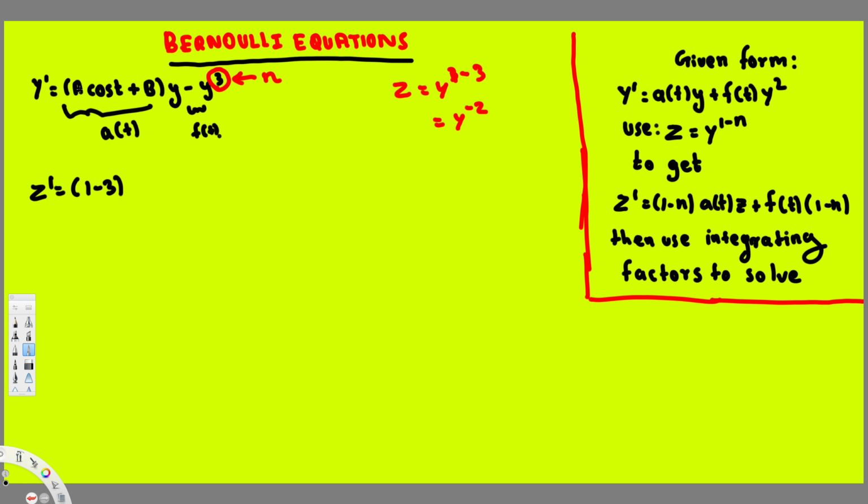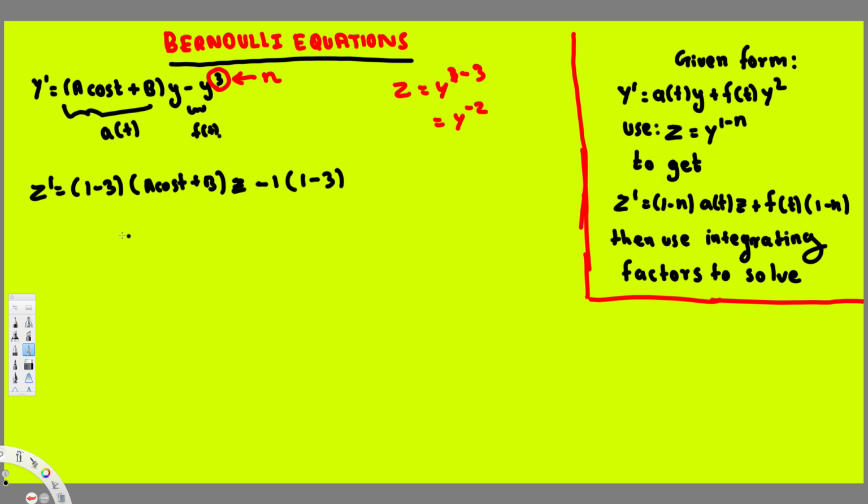of t, we know that a cos t plus b is the a of t, so we plug that one right here, a cos t plus b, right? So this is our a of t. After that, instead of y, we plug z right here, and after that plus f of t, and we know that f of t here is negative 1, so we put a negative 1, and that one multiplied by 1 minus n. So 1 minus n value is 3, so this is going to be multiplied by 1 minus 3.